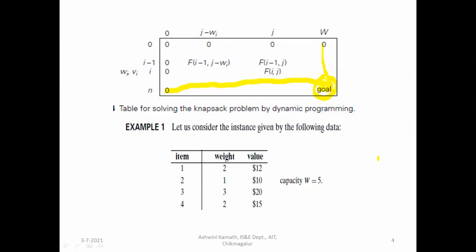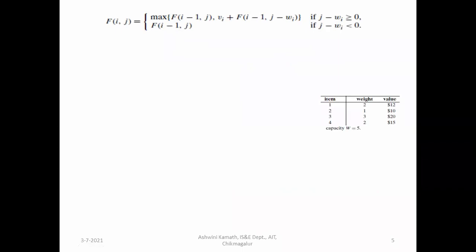Okay, let us consider the example. We have 4 items here, and the weight of each item is given as 2, 1, 3, 2, and the value of each item is given as $12, $10, $20, and $15. And the capacity of the knapsack, capital W, is equal to 5. So this is the recurrence relation for solving the knapsack problem.